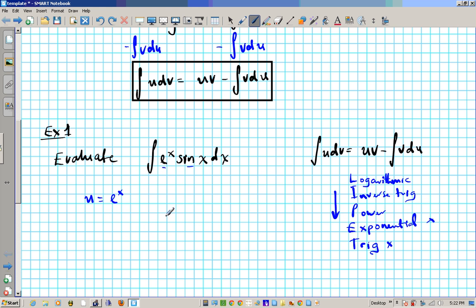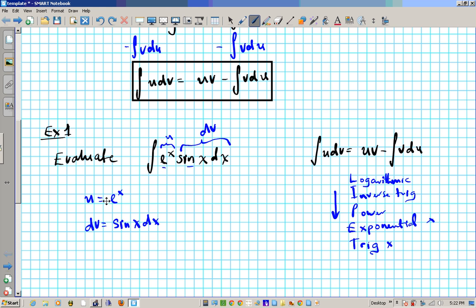Okay? So if our u is e to the x, then dv is going to be sine x, sine x, to be more specific, dx. Okay? So take a look at this. This piece right here is my u, and this entire component right here is my dv. So that matches with the u and the dv on the left side of the integration by parts formula. Okay, now that I know u and dv, I need to find v and du.